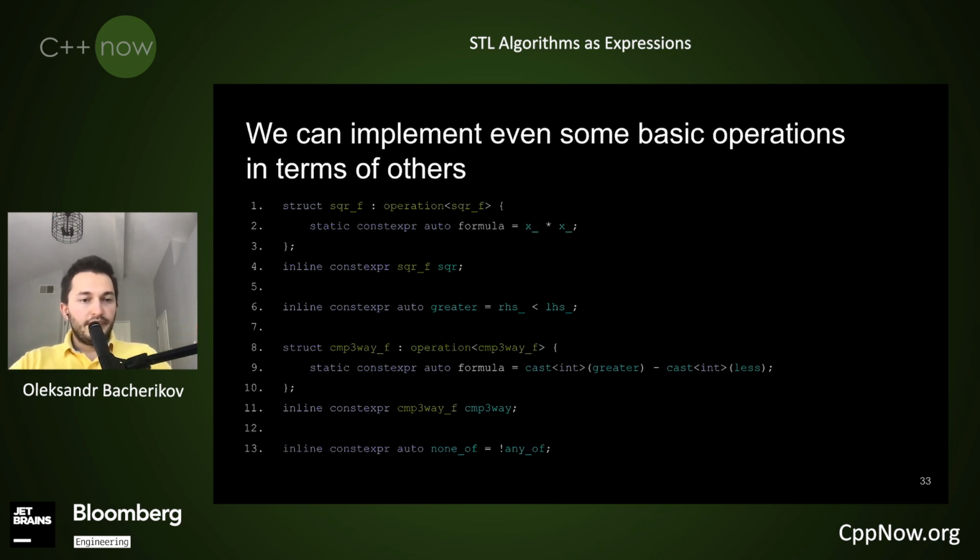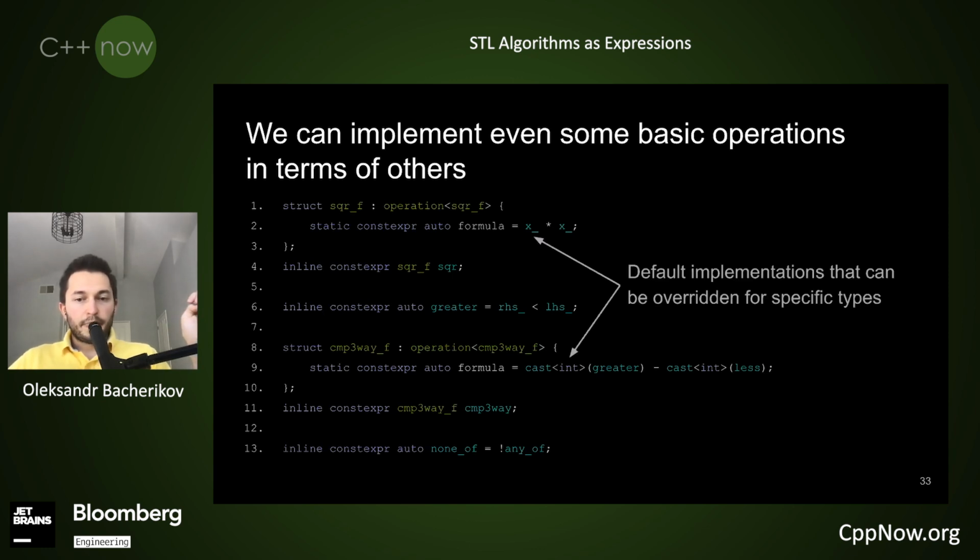And you could note that on this slide, I implemented some operations as structures and some just as constants. The reason for this is that I think different implementations for some operations can be overridden for special types. For example, for three-way comparison for ranges, you would likely want to use lexicographical compare or something, which is definitely more optimal than this formula. Well, maybe all of the operations should be implemented in a customizable way. But here, for simplicity, I simplified things like greater and none of.